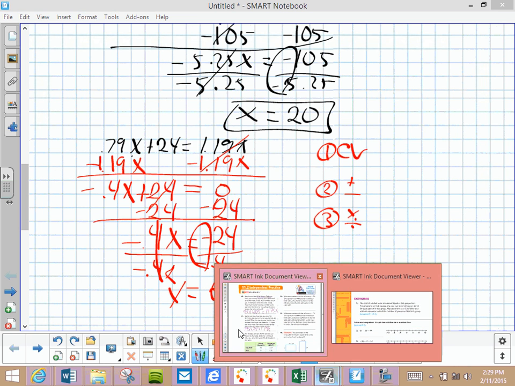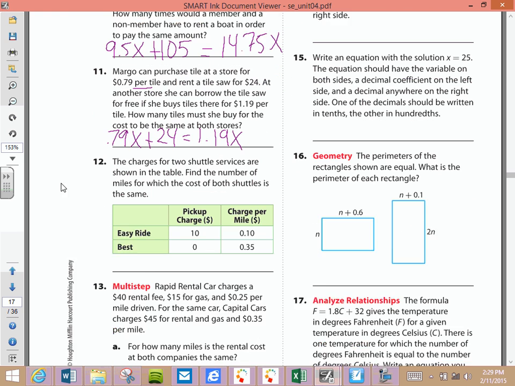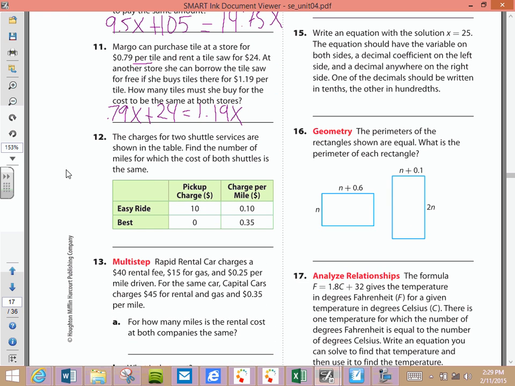So the next one is this right here. That should be easy. The charges for 2 shuttle services are shown in the table. Find the number of miles for which the cost of both shuttles are the same. Well, which one is the x of these two? The charge per mile, right? Those are the m's, not the b's. And this is the b, right?